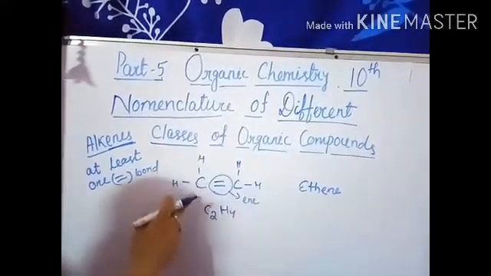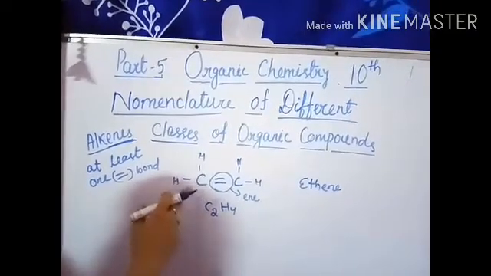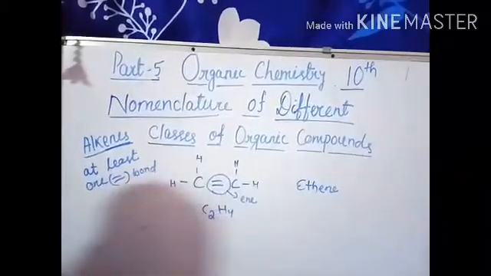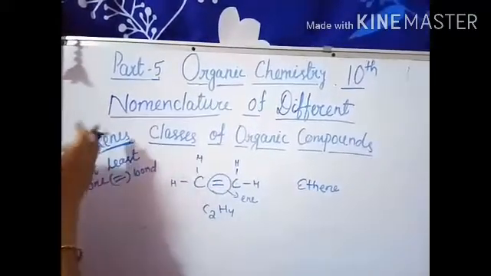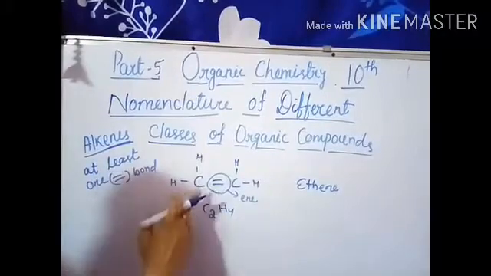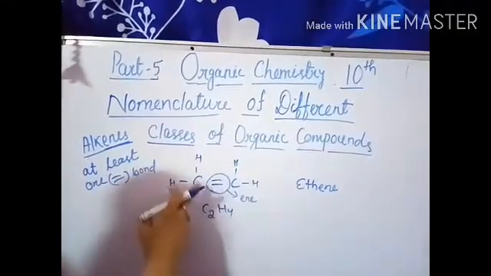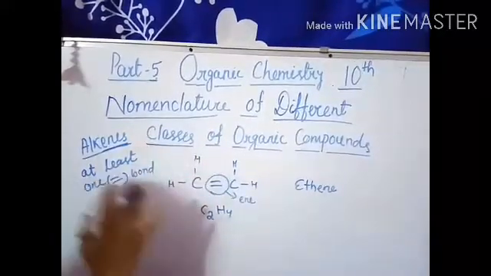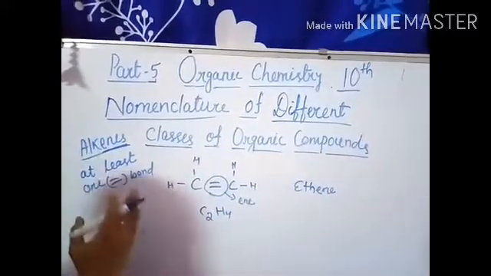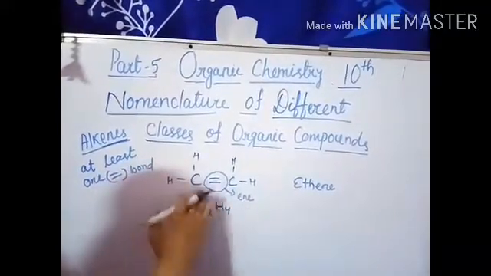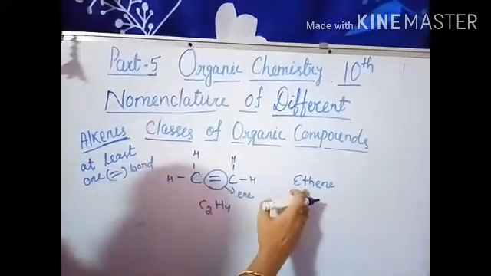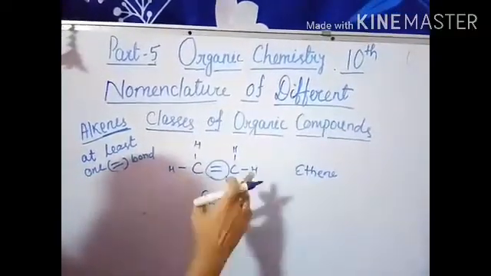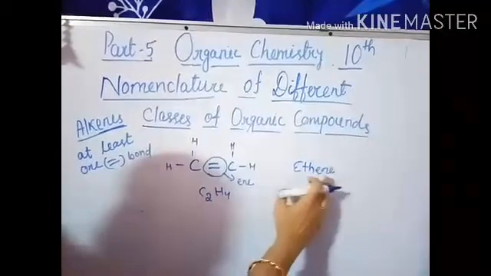But here a single carbon atom is not possible, because in a single carbon atom no double bond can be arranged. In case of alkenes or alkynes, the double bond is present between the two carbon atoms only. That's why your alkene and alkyne always start from two carbon atoms, that will be ethene or ethyne, I will tell. So here it starts from two carbon atoms, that is C2H4, that is ethene.